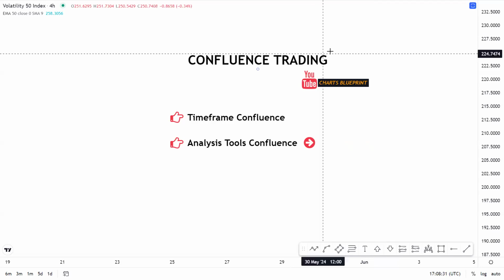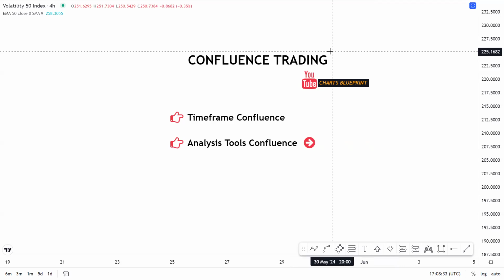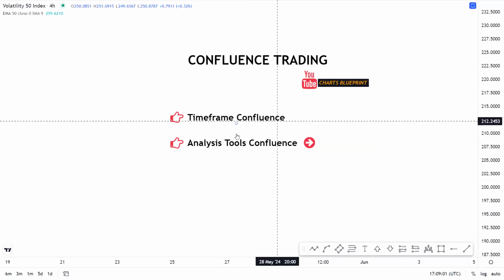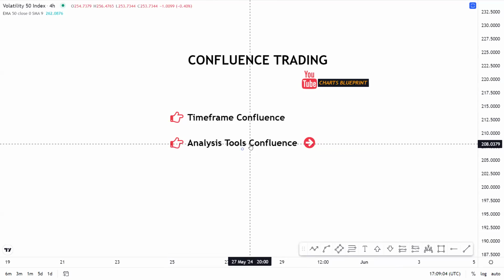Confluence trading. Confluence is taking a number of factors into consideration to influence your trade decision. And for the purpose of this video, we're going to look at two types of confluences and how we can take advantage of this to help look for higher probability trade setups in the market, being the time frame confluence and the analysis tools confluence. Time frame confluences, analysis tools confluences.